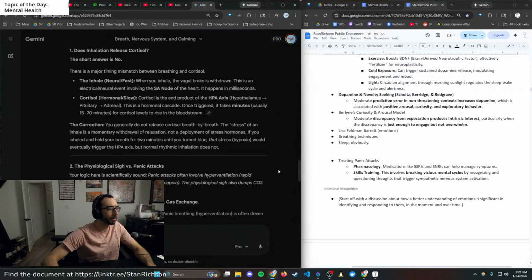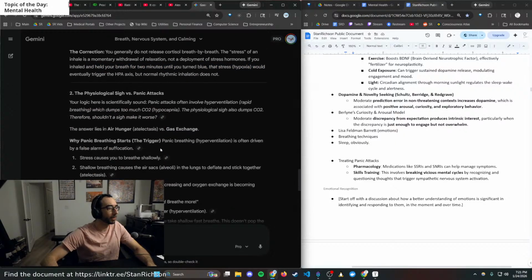Okay. The physiological sigh versus panic attacks. Your logic here is scientifically sound. Panic attacks often involve hyperventilation, rapid breathing, which dumps too much CO2. The physiological sigh also dumps CO2. Therefore, shouldn't a sigh make it worse? The answer lies in air hunger versus gas exchange.